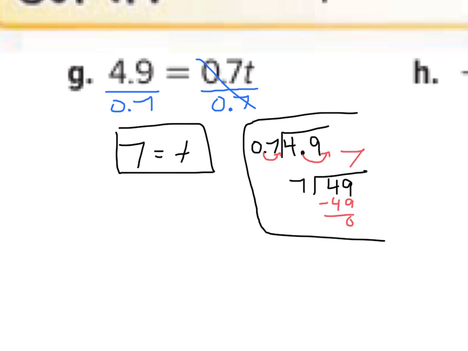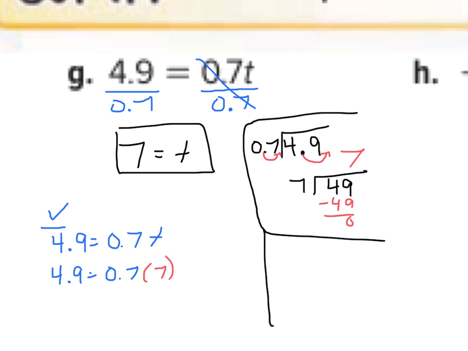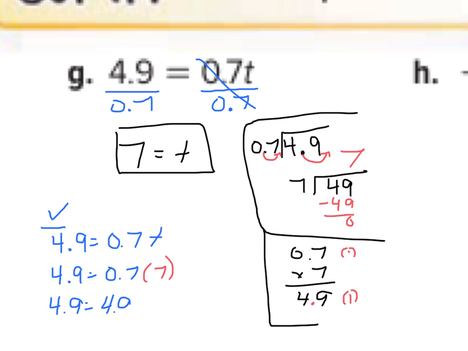Cool. So as I go into my check step for this one, start with the original equation, 4 and 9/10ths equals 7/10ths times T. Substitute our answer of 7 in. And again, if you need to show this, 0.7 times 7, you get 49 with one number to the right of the decimal point, so you need one number to the right in your answer, 4.9. So 4.9 does equal 4.9.